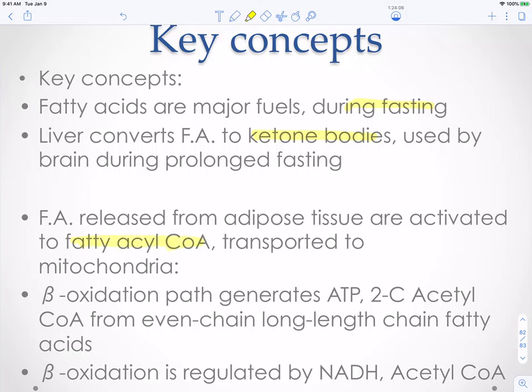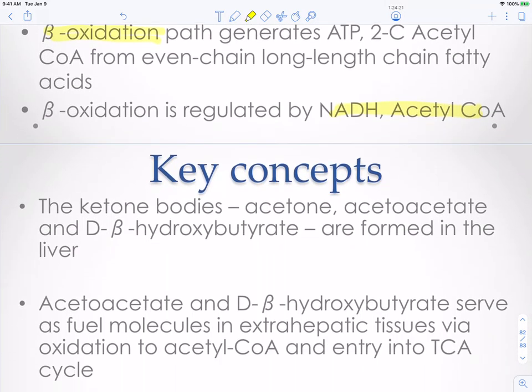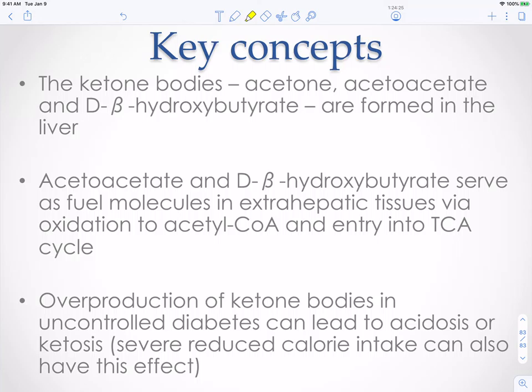They have to get activated in order to be useful in the cell to do anything that the cell wants to do. You're going to go through beta oxidation to generate ATP. Beta oxidation is going to be regulated by NADH, acetyl-CoA, as well as hormones. Ketone bodies, acetone, acetoacetate, and beta-hydroxybutyrate are going to be formed in the liver, never used by the liver. The acetoacetate and hydroxybutyrate are going to be fuels for all other cells except for liver and red blood cells. And they're going to generate acetyl-CoA that can go into the TCA cycle.